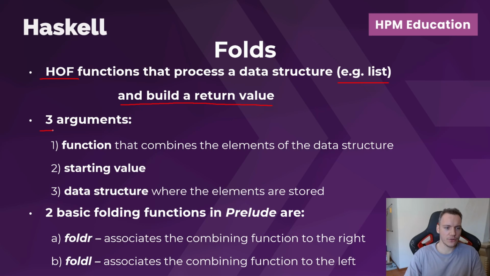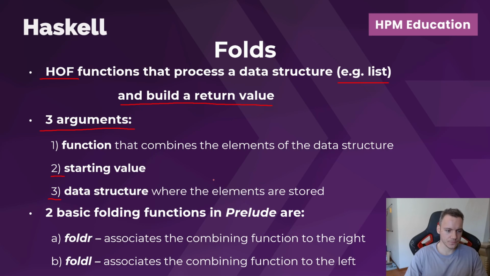They will take in 3 arguments. Number one is the function that combines the elements of the data structure. Okay, so that's our combining function, argument number 1. 2 is the starting value. Because we are building a return value, we also need to give it a starting value to build the final return value from. And 3 is the data structure where the elements are stored and from which we build our return value.